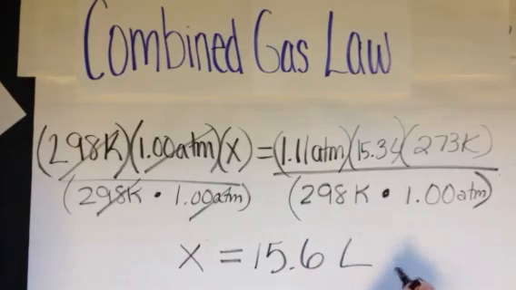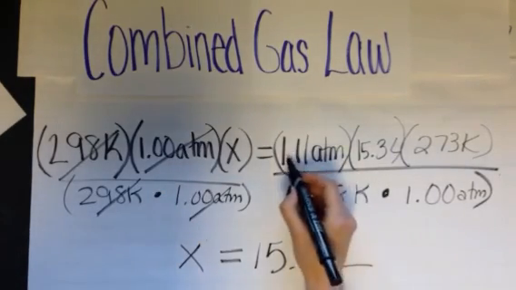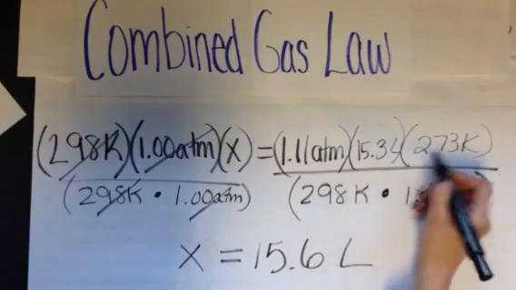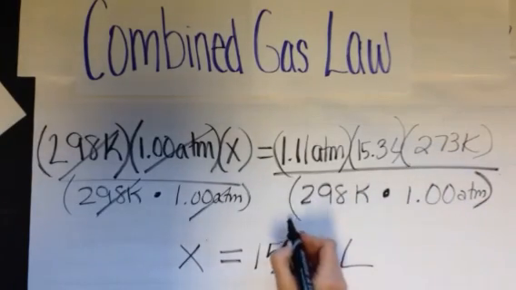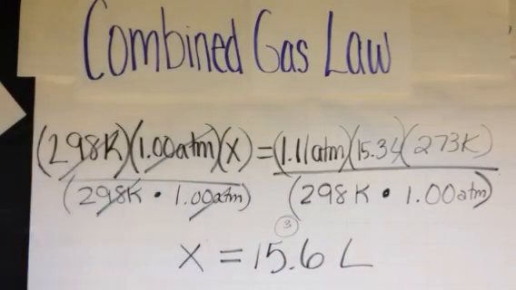15.6 liters. Now let's check our sig figs. 3 sig figs, 3 sig figs, 3 sig figs, 3, 3. Well, my lowest is 3 sig figs. So there you go. There's your answer.